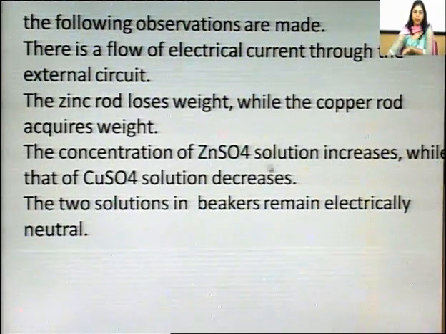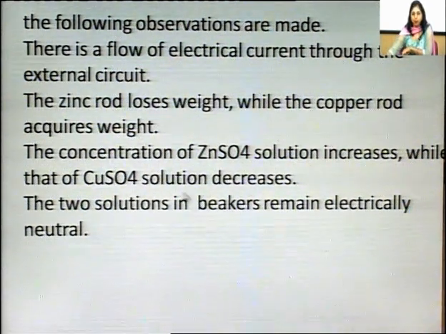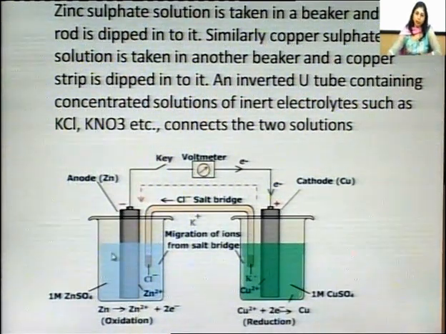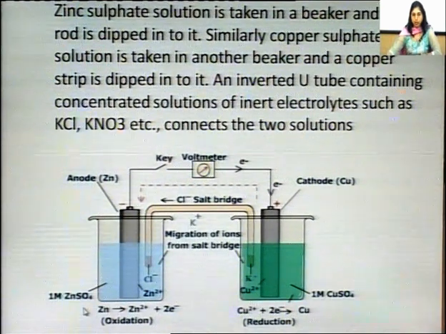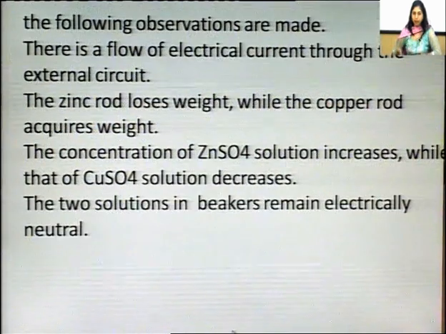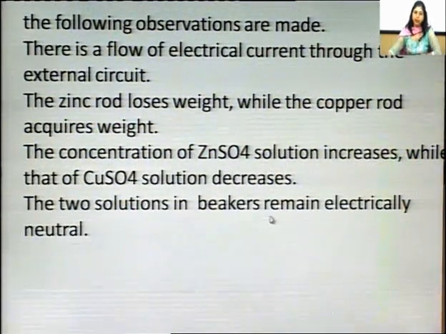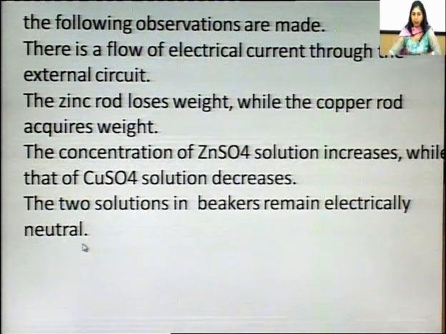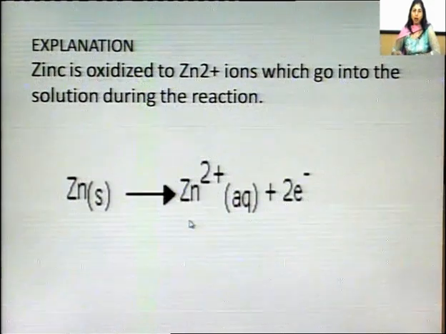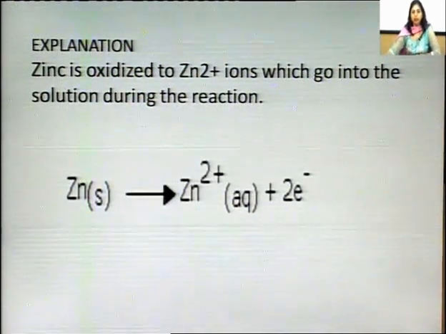The concentration of zinc sulfate solution increases while that of copper sulfate solution decreases. Again, the concentration of the zinc sulfate solution increases after some time, but on the right hand side the concentration of copper sulfate solution decreases. The two solutions in the beakers remain electrically neutral; they do not get any charge. Now, let us explain all these observations.